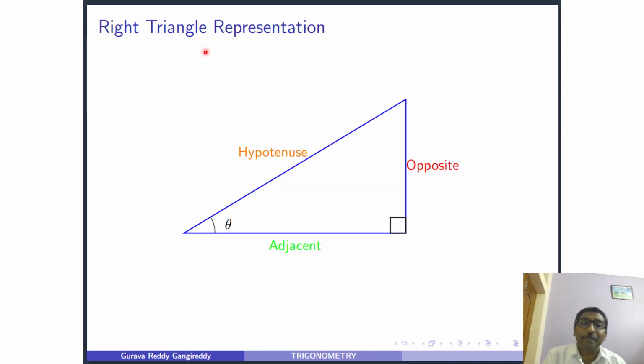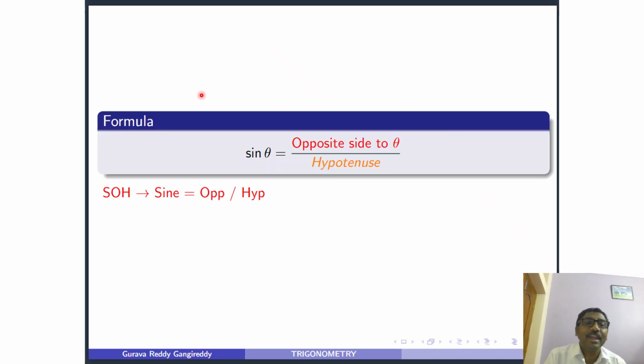Right triangle representation. This is a right triangle. For theta, the opposite side is this one. For theta, this is the adjacent side and this is the hypotenuse in the right angled triangle. Formula: sin theta equal to opposite side to theta by hypotenuse. SOH, sin opposite by hypotenuse.